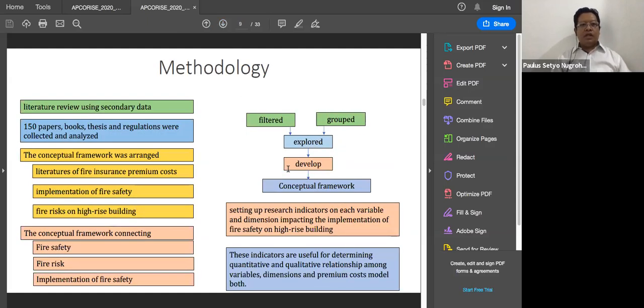This research is a literature review using secondary data. A number of papers, books, theses, and regulations were collected and analyzed. The conceptual framework was arranged based on literature on fire insurance premium cost and the implementation of fire safety and fire risk of high-rise buildings. During the literature research, we collected about 150 pieces. The literature was then filtered, grouped, and explored to develop a conceptual framework connecting fire insurance premium cost, fire risk, fire safety, and variables affecting the implementation of fire safety in high-rise buildings.